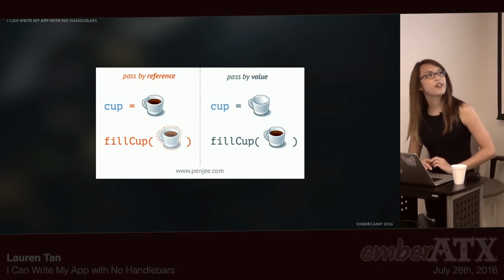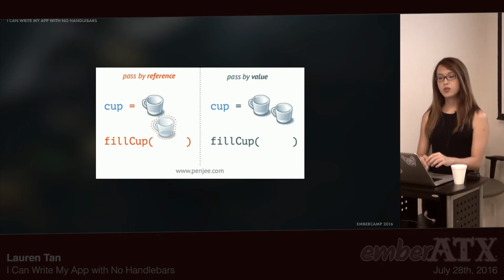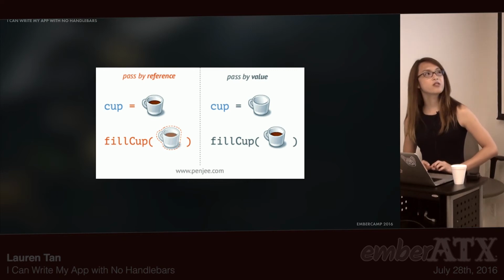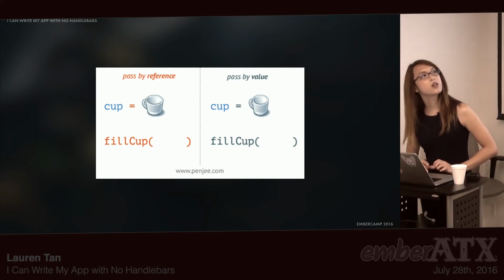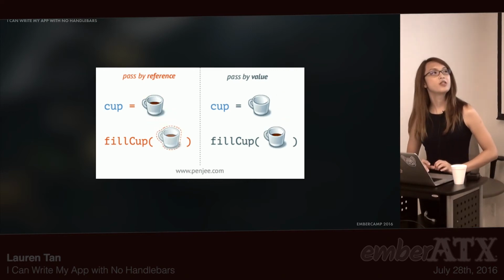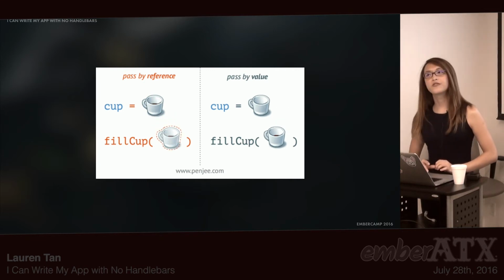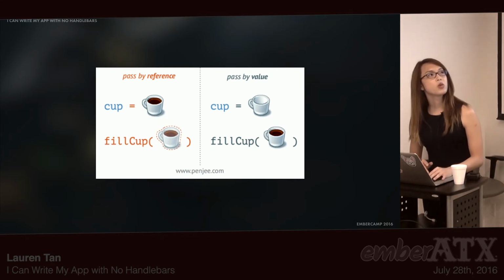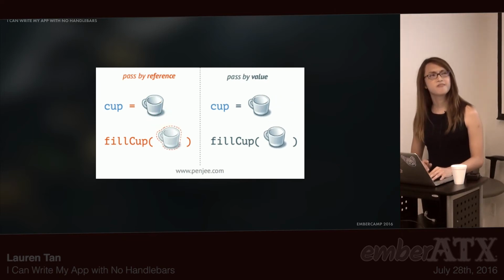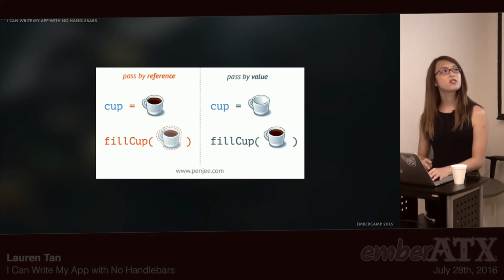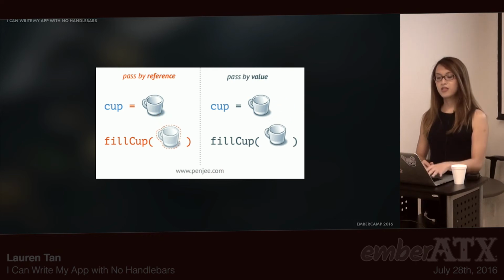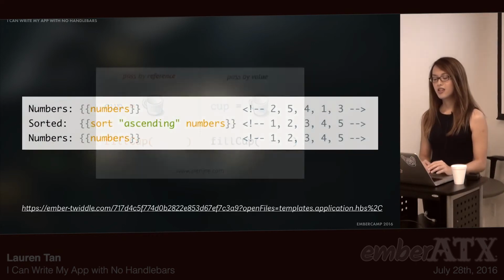This is a really cool GIF I found that shows you the difference between pass by reference and pass by value. So you can see on the left, you pass in cup as an argument and you run that method fill cup. And what actually happens is cup itself is being updated, whereas on the other side, only the passed in cup was modified.